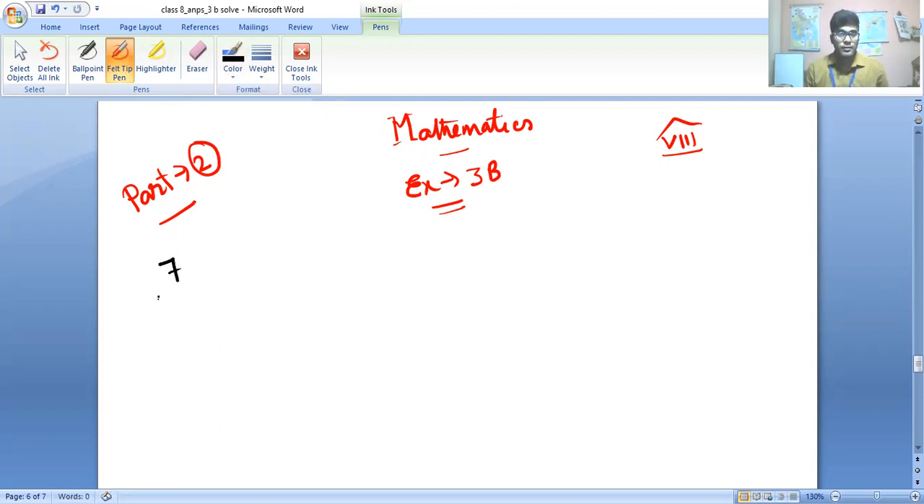Question number 7. Question number 7 says, evaluate. For this, we will make use of this formula: a square minus b square is equal to a plus b whole into a minus b. We'll make use of this formula.